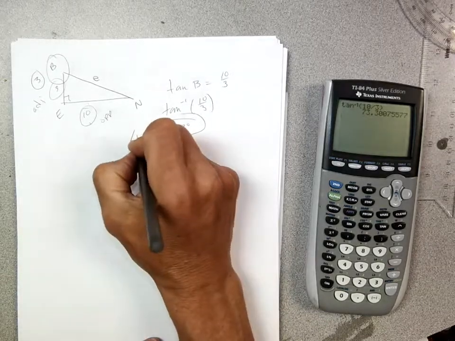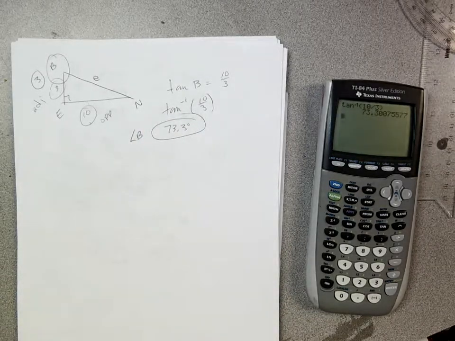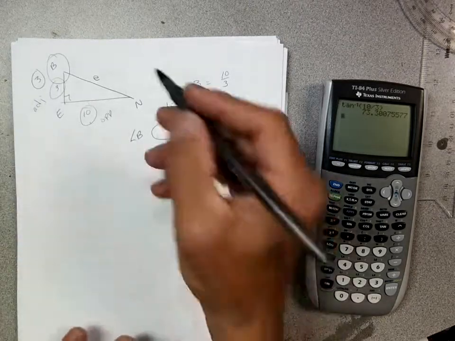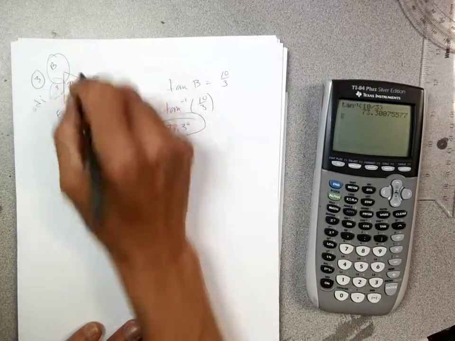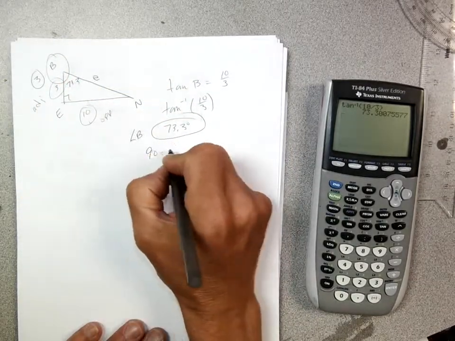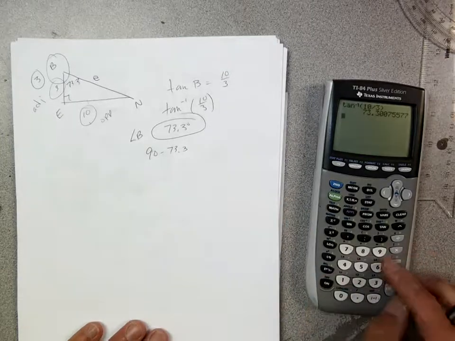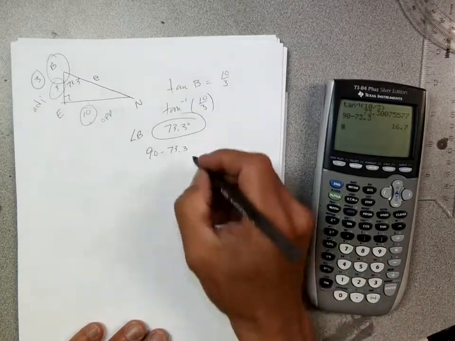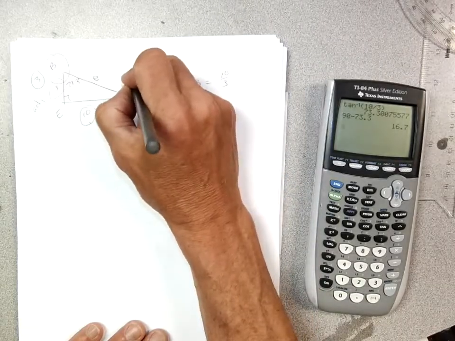That's angle B. Okay, now, if you read your sheet, it says the next thing is to find the other angle, but that should be easy because we're just going to subtract from 90, right? That's 73.3. I know those two have to add up to 90, so I've got 90 minus 73.3, and I get an answer of about 16.7 for angle N.